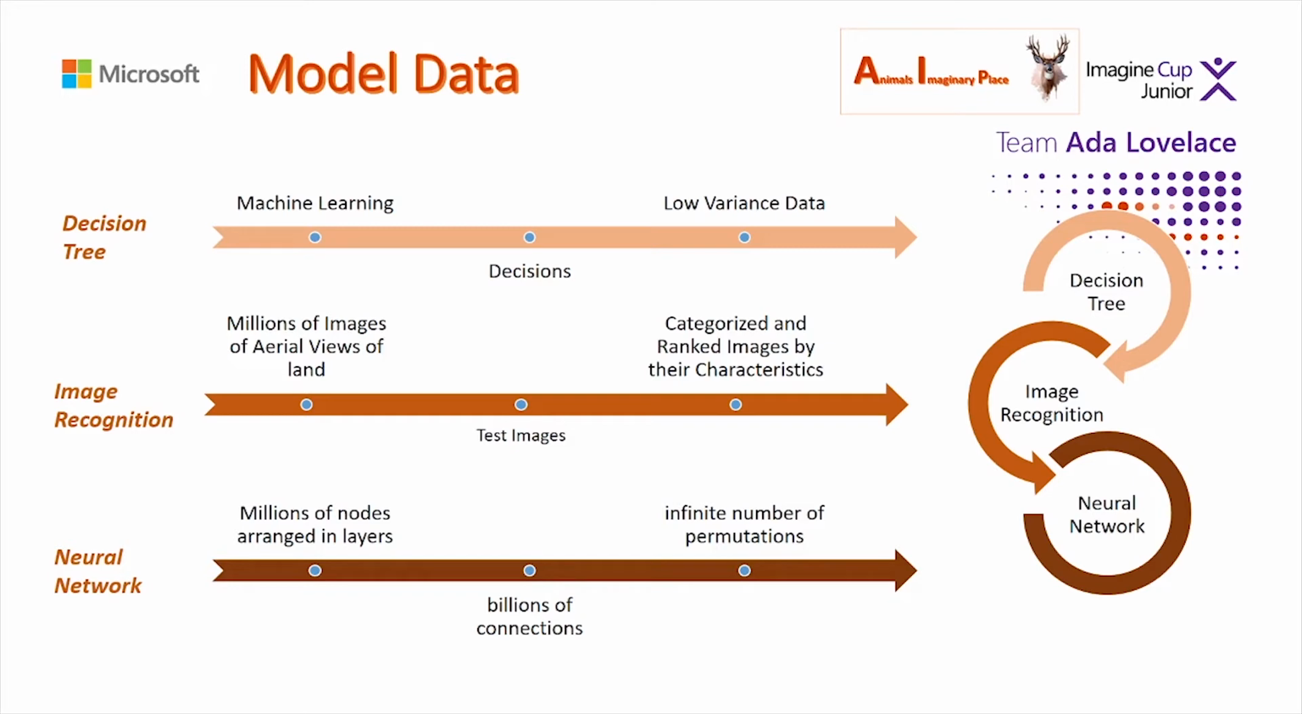To find the best location, we have opted for image recognition because it has access to satellite imaging and can search through millions of images of aerial views of land. In addition, we have a series of images that can be categorized and ranked by their characteristics. It's important at this point to understand that the neural networks that we are discussing here exist in software. The reason neural networks are so powerful is because of the extent to which connections can be made.